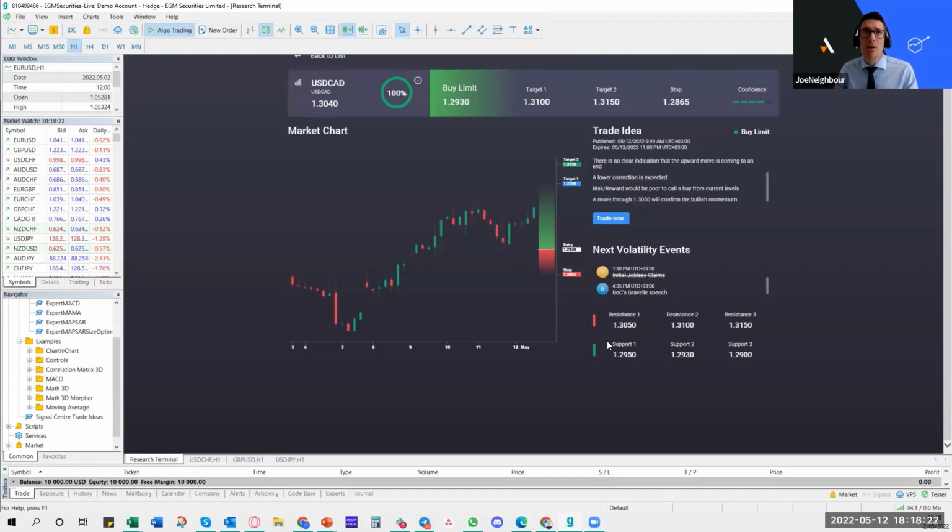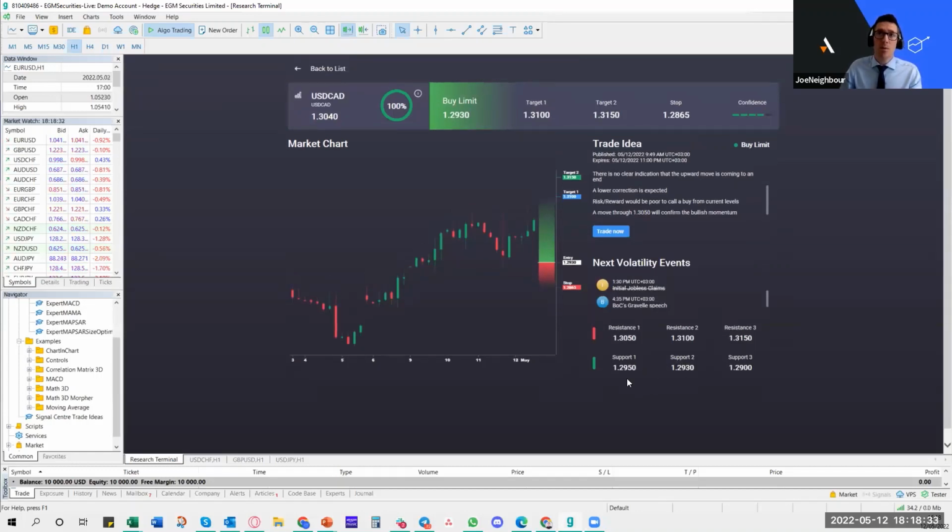So you might be looking at dollar CAD and looking at the support level that's actually lower down than the area that we're suggesting getting involved at. So we've got a support level here at 129.30, but we've actually got a support level in front of that as well at 129.50. So you might really like our idea, but you might think actually that 129.50 level looks a little bit more exciting to me.